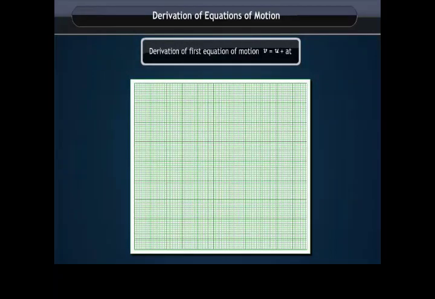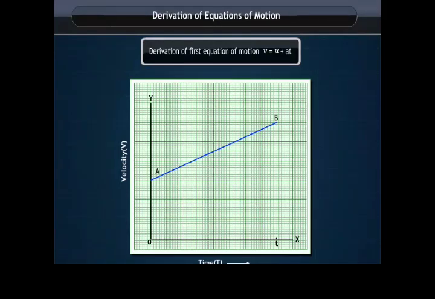Derivation of first equation of motion. V is equal to U plus AT. Taking the time on x-axis and velocity on y-axis, let us draw the graph of an object moving along a straight line with uniform acceleration A. The required graph will be a straight line inclined to y-axis. The initial velocity is U at time t is equal to 0 and the final velocity is V at time t. Draw AD perpendicular to BC and BE perpendicular to OY.